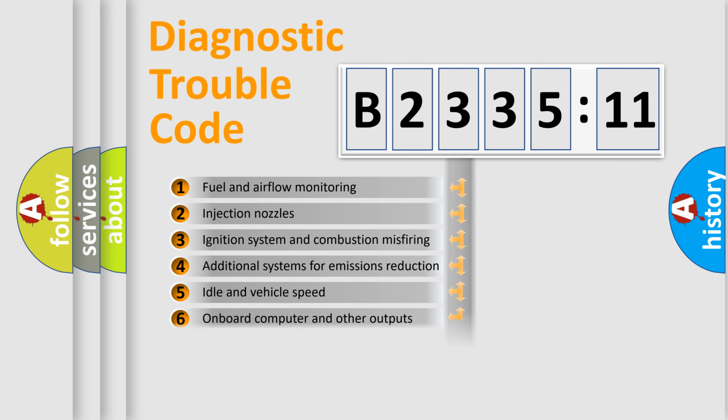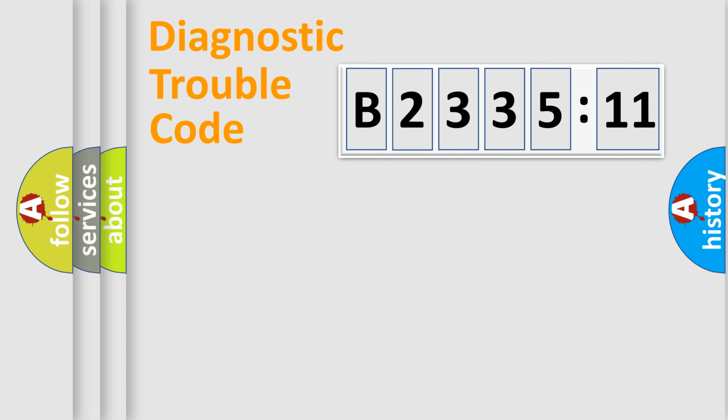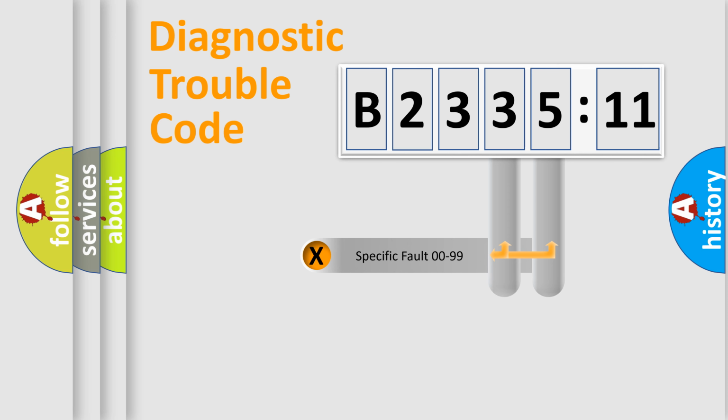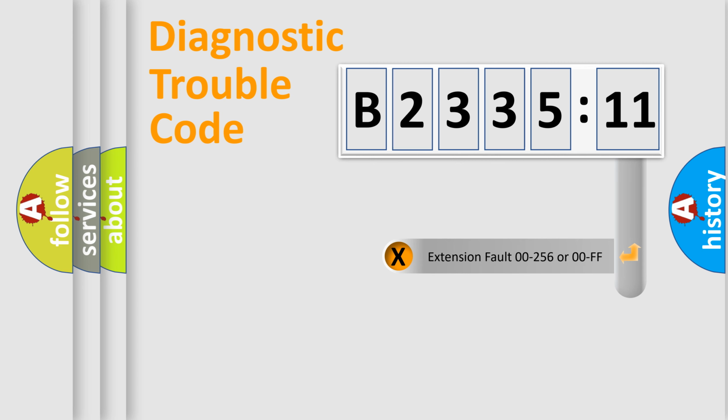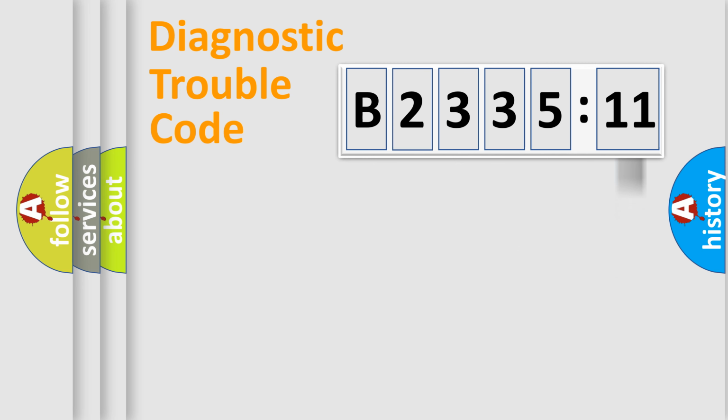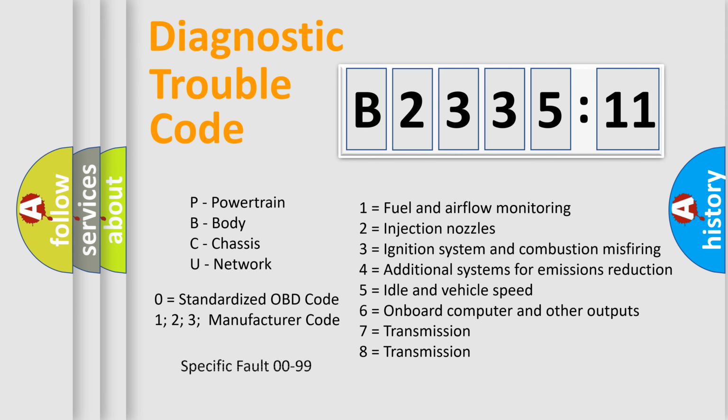In the case of numbers 1, 2, 3, it is a more prestigious expression of the car-specific error. The third character specifies a subset of errors. The distribution shown is valid only for the standardized DTC code. Only the last two characters define the specific fault of the group. The add-on to the error code serves to specify the status in more detail, for example, a short to the ground. Let's not forget that such a division is valid only if the second character of the code is expressed by the number 0.